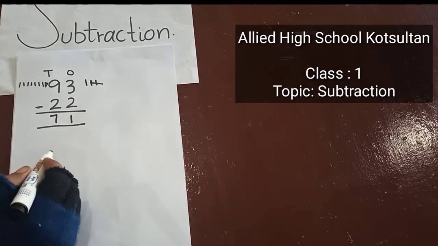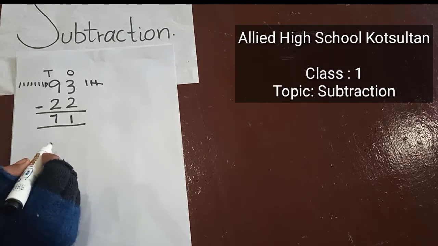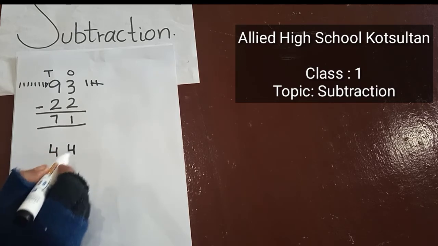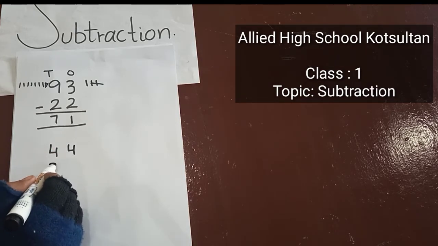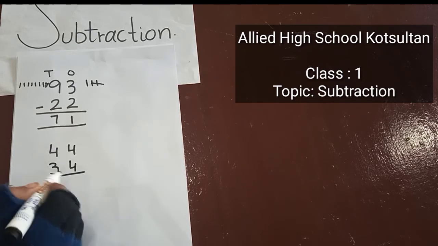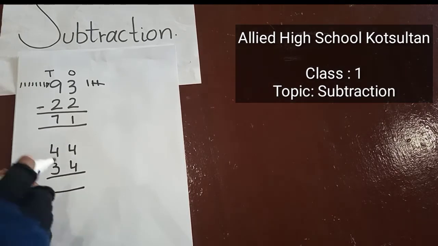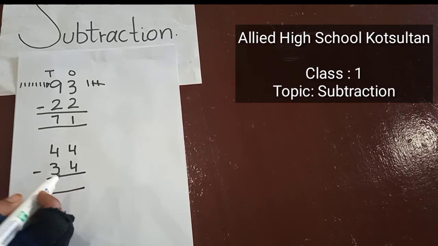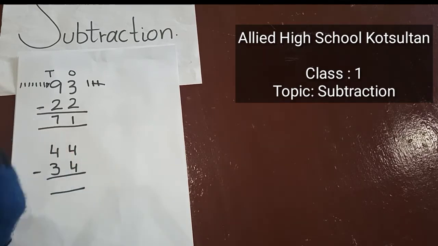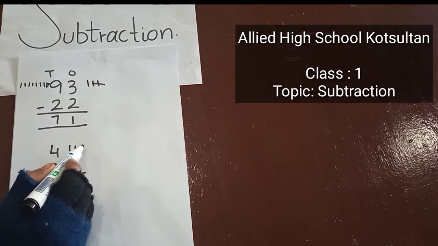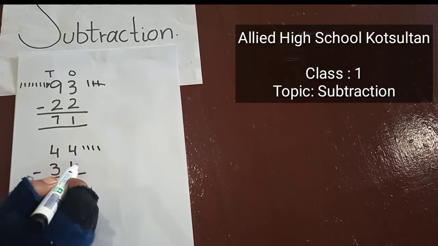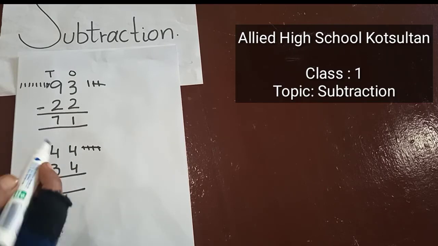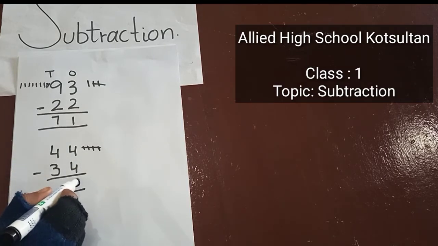Let's do another sum. Let's minus 34 from 44. Here you can see that if we subtract a number from itself, like 4 minus 4, we'll get 0, as we have discussed earlier. Let's do it. 1, 2, 3, 4. Let's subtract 4. Do we have anything? Are we left with any number? No. We'll write 0 here.